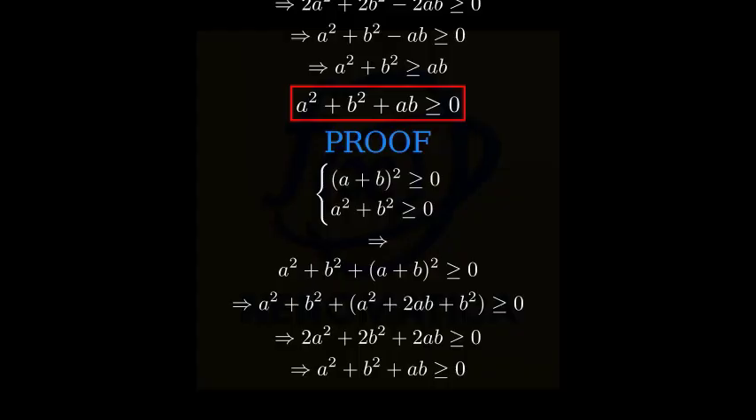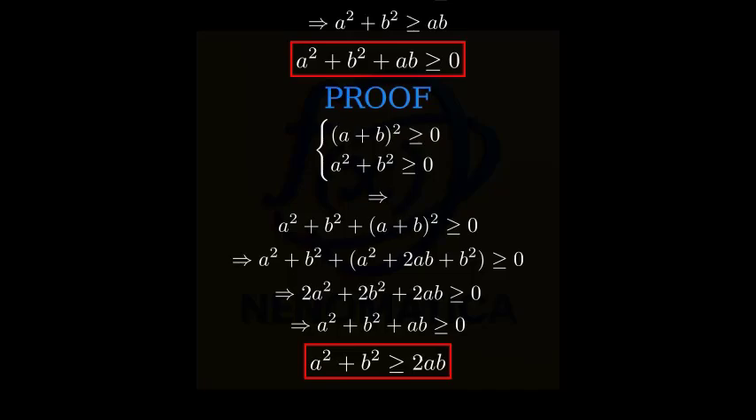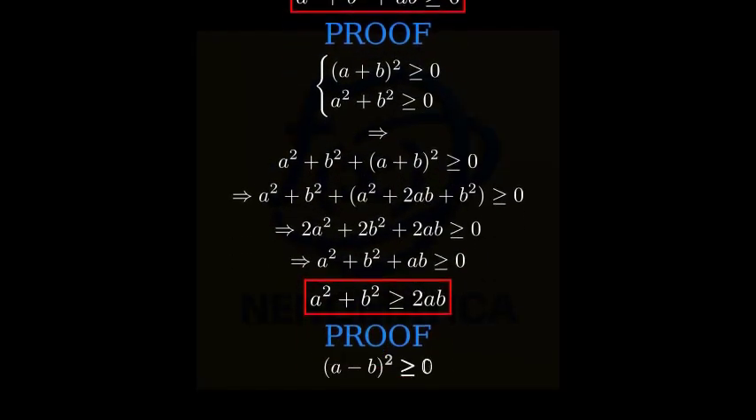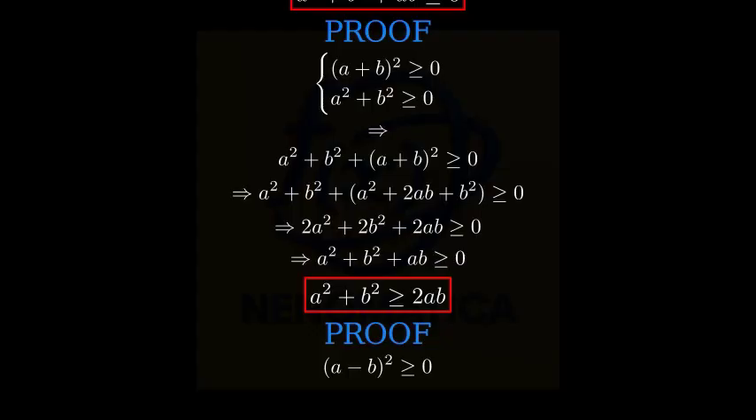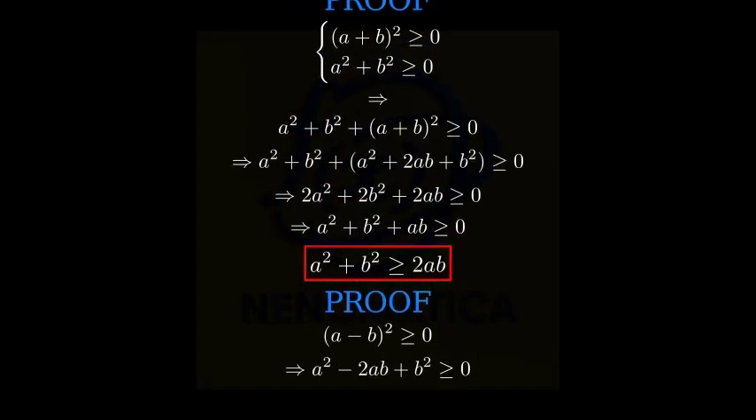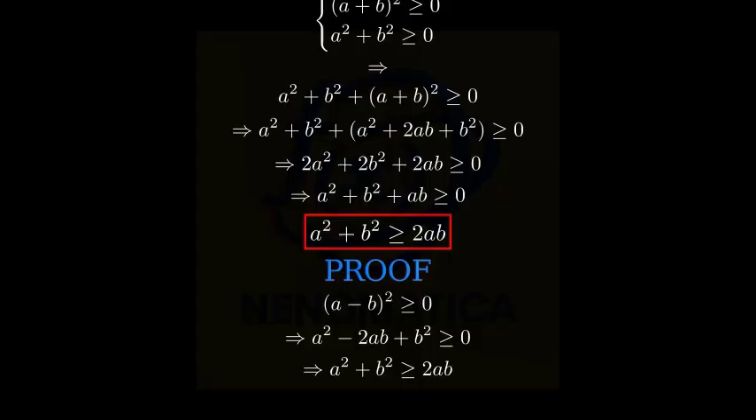Now let's move to our third inequality theorem, which states that a squared plus b squared is greater than or equal to 2 times ab. This is known as the AM-GM inequality for two numbers and is extremely important in mathematics. Let's prove this inequality. We start with the fact that the square of the difference, a minus b, is greater than or equal to 0. Expanding this inequality, we get a squared minus 2ab plus b squared is greater than or equal to 0. Rearranging, we get a squared plus b squared is greater than or equal to 2ab, which proves our third inequality.